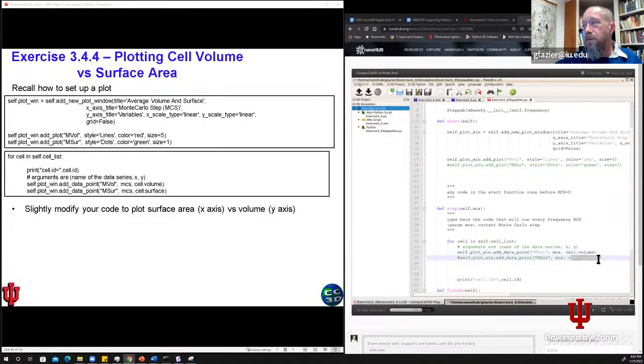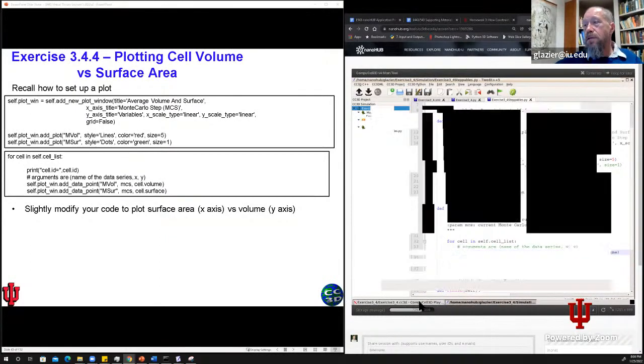I'll take cell surface. I'll make the x-axis surface and the y-axis volume. I could go the other way. And I'll just replace time, MCS, by cell surface. And let's stop, save that, and let's run it and see what it does.